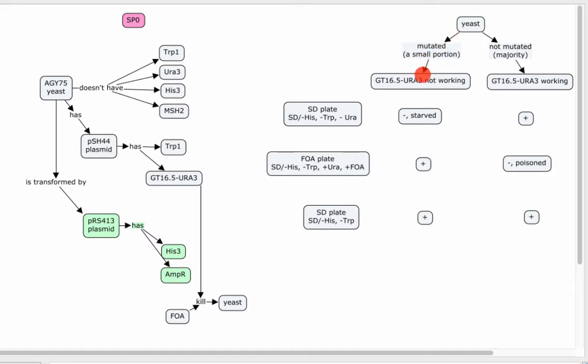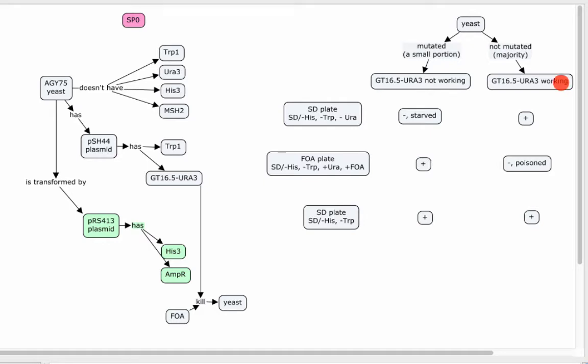So basically, mutations that disrupted the GT16.5, causing frameshift mutation, and the URA3 gene is not supposed to work. But this is only a small portion of the entire yeast population. The majority of the yeast will still contain the functional URA3 gene.